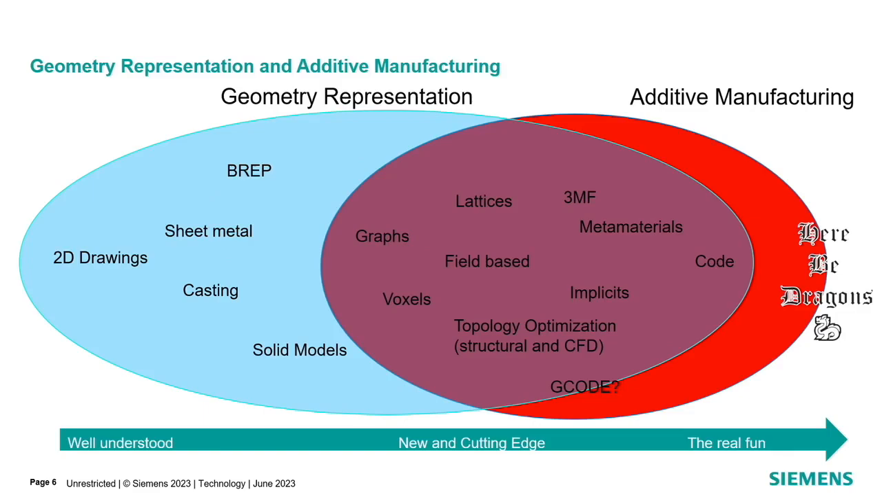So these lattices that we're doing, 3MF is changing like crazy. We're talking about metamaterials now. We're doing things with fields and applying fields. We've got implicits, so new mathematics. Voxels are suddenly really in vogue right now, much more than just Minecraft. Topology optimization, so structural is there. CFD is crazy. I put G-code down here. I want to fix G-code. After we kill STL, I'm going to kill G-code.